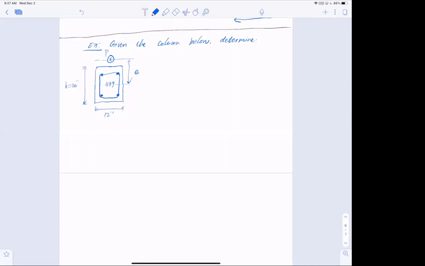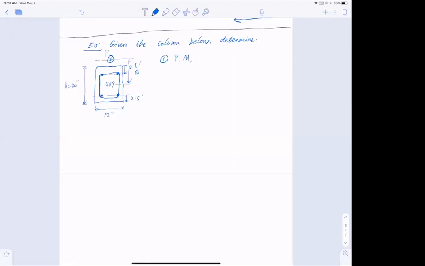My distance of the top bar from the top of the concrete is 2.5 inches. The distance from the bottom bar to the bottom side of the concrete is 2.5 inches as well. So this is the cross section, right? So let's first determine the axial force and moment.